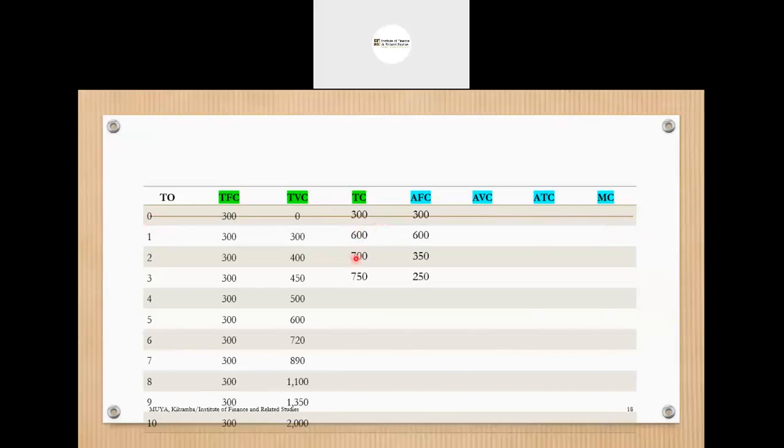Then 700 minus 600, which is 100, over 2 minus 1, which is 1. 100 divided by 1 would be 100. The other is 750 minus 700, over 3 minus 2. 750 minus 700 is 50, and 3 minus 2 is 1. 50 divided by 1 is 50. And you do the same.